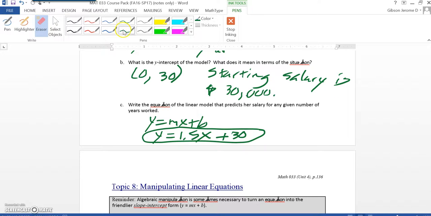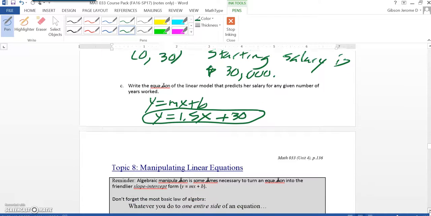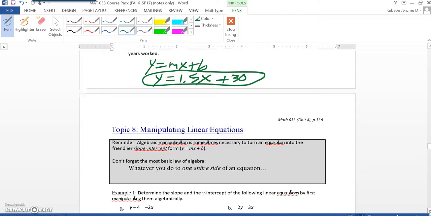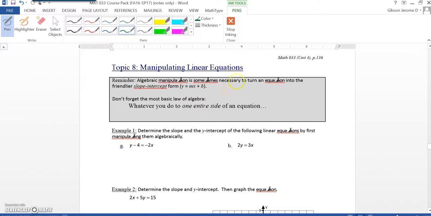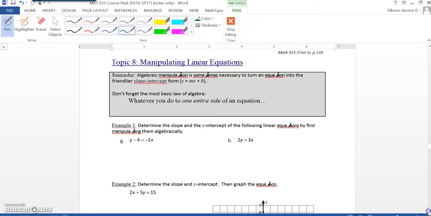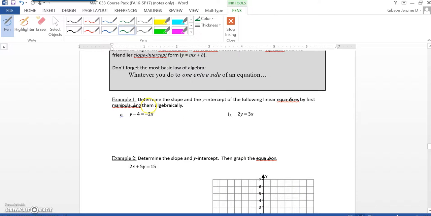Okay, now we can go here to topic 8, manipulating linear equations. Reminder, algebraic manipulation is sometimes necessary to turn an equation into a friendlier slope-intercept form, y equals mx plus b. Don't forget the most basic law of algebra. Whatever you do to one entire side of an equation, you must do to the other side of the equation.